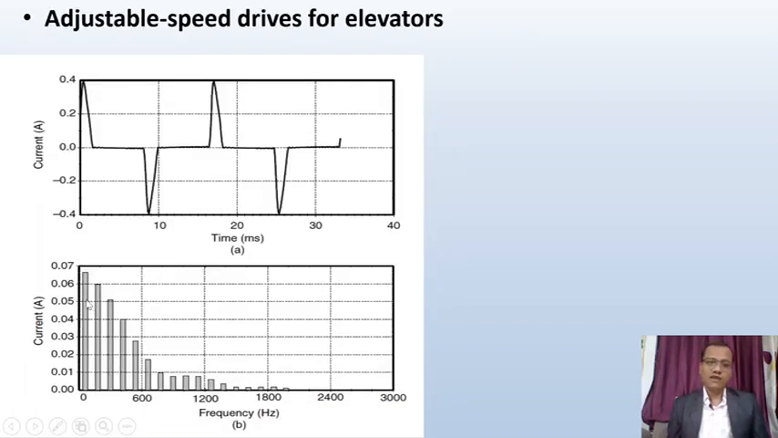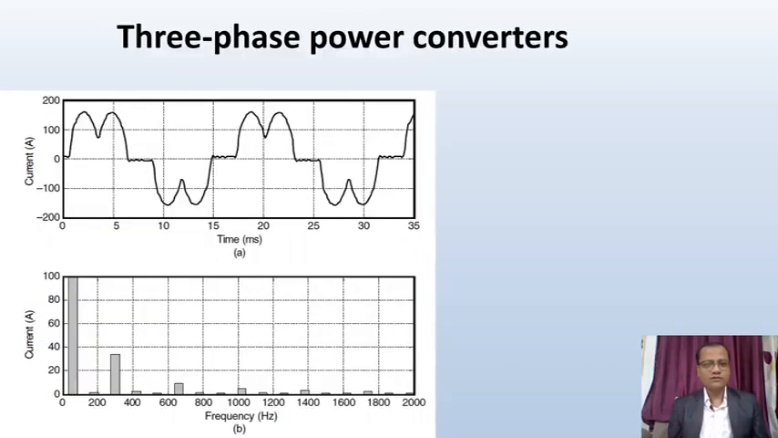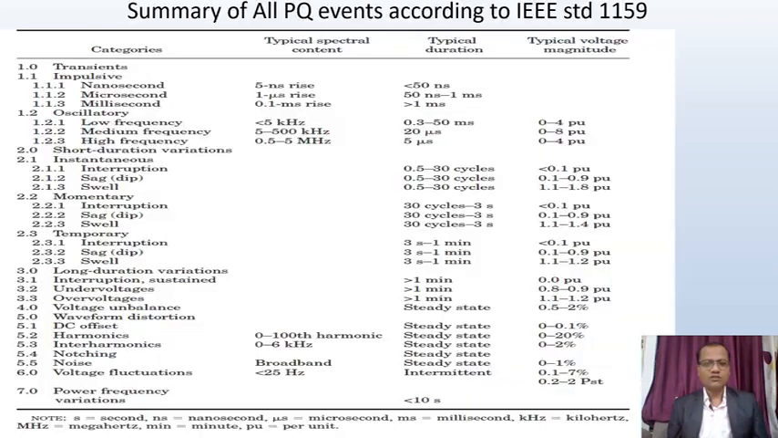Similarly, there are adjustable speed drives for elevators which take current in such a manner. For most of the time the current is a flat line where it is 0, and suddenly they take current, and that's why we can say that the actual wave shape of the current is varying. Due to that, a tremendous amount of harmonics are observed in the power system or in that current. The next is the three-phase power converter. Just like single-phase power converters, three-phase power converters also create many more harmonics.